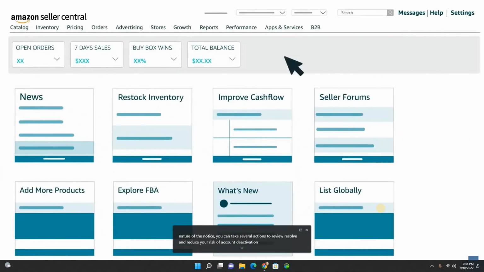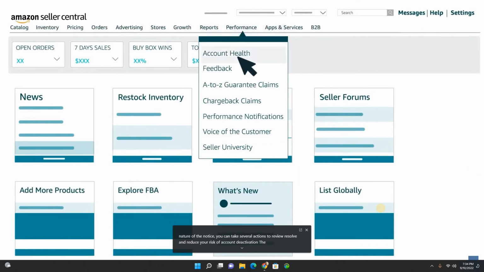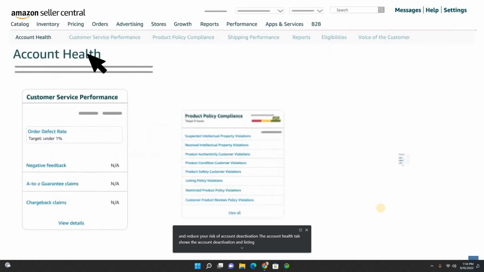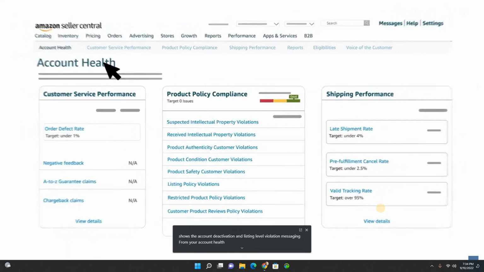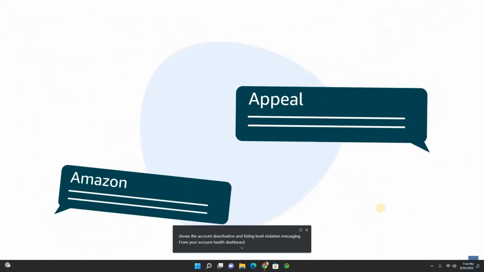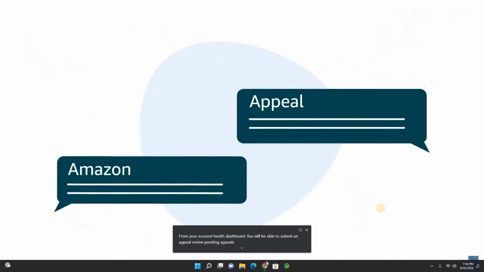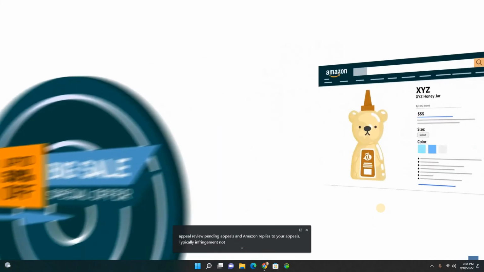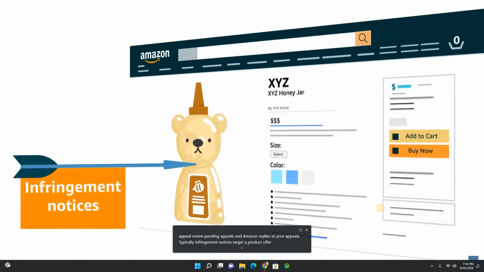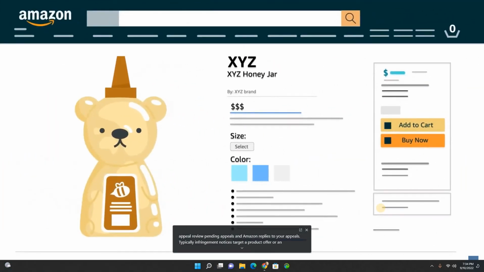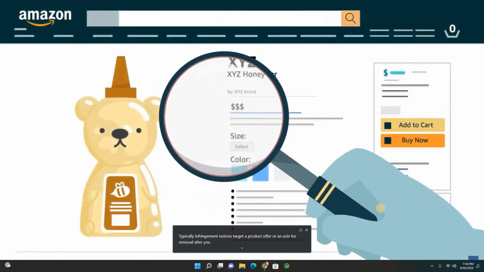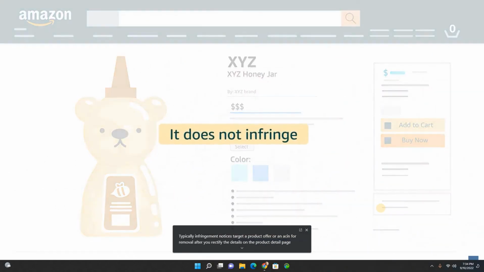The Account Health tab shows the account deactivation and listing level violation messaging. From your Account Health dashboard, you will be able to submit an appeal, review pending appeals, and Amazon's replies to your appeals. Typically, infringement notices target a product offer or an ASIN for removal. If the infringement occurred only on the product detail page, you may appeal after you rectify the details on the product detail page and ensure that infringement does not happen anymore.